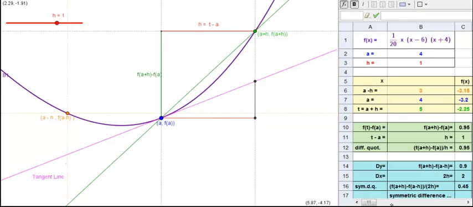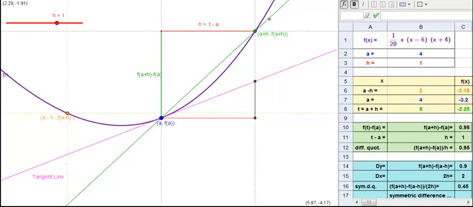Now, that gives the points a plus h, f of a plus h, which is the green point here on the right, and on the left we have this orange point, a minus h, f of a minus h. So in our particular case, h is 1 and a is 4, so that makes the x-coordinate of the orange point 3 and the x-coordinate of the green point 5. Then we plug those into the formula here, and this is rounded off to 2 places, but we get y's of negative 3.15 for the orange point and negative 2.25 for the one on the right, the green point.